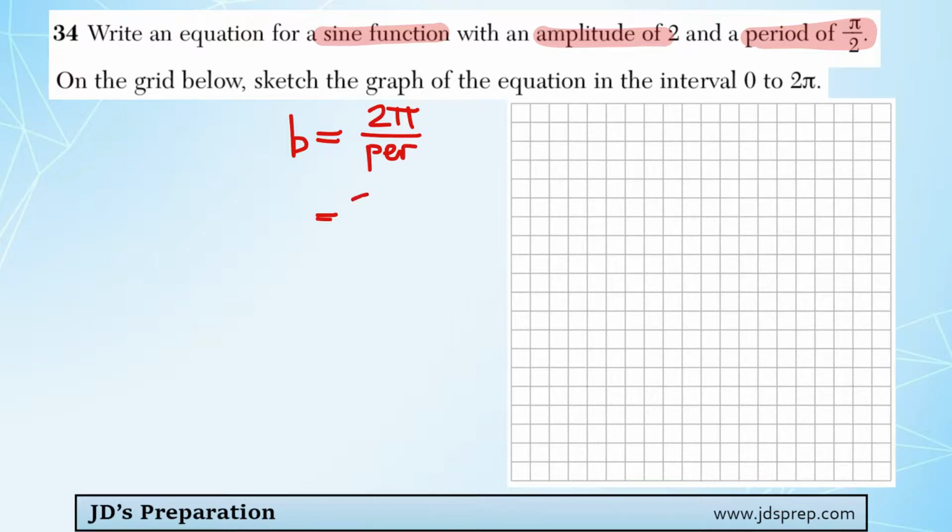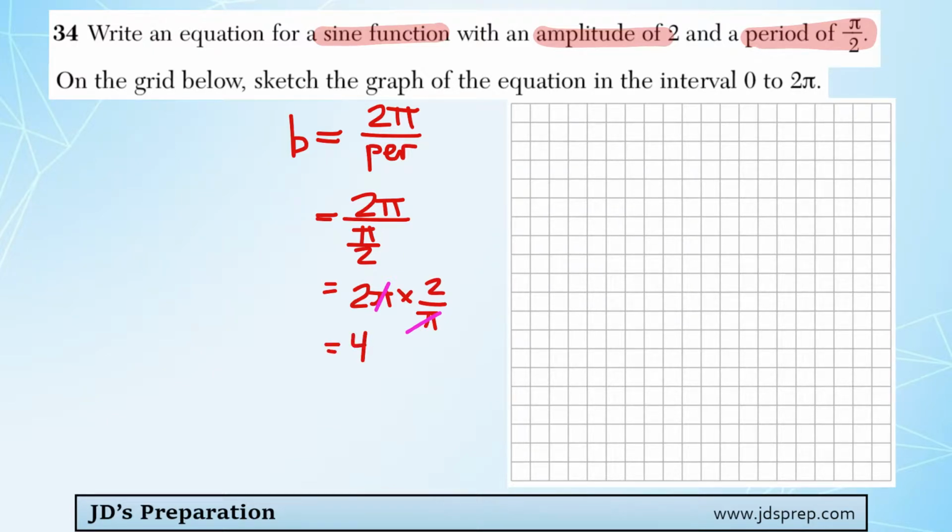So in this case, it's going to be 2 pi divided by pi over 2. And we can think of that as the same thing as 2 pi multiplied by 2 over pi. So what would happen there is that our pi's would cancel out, and really it's just equal to 4.